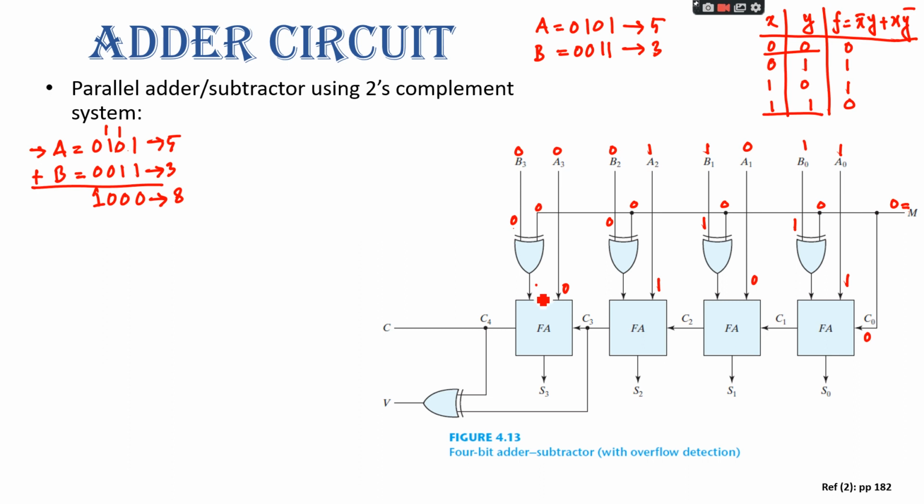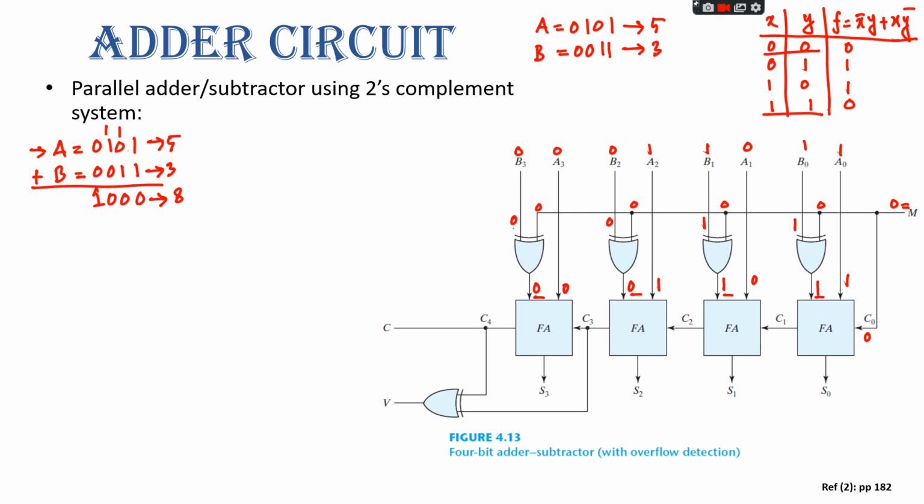Two inputs are same, so output should be 0. Two inputs are same, so output should be 0. Two inputs are different, so output should be 1. And two inputs are different, so output should be 1. So this 0 0 1 1 gives you the exact number of this B, right? Yes, sir.